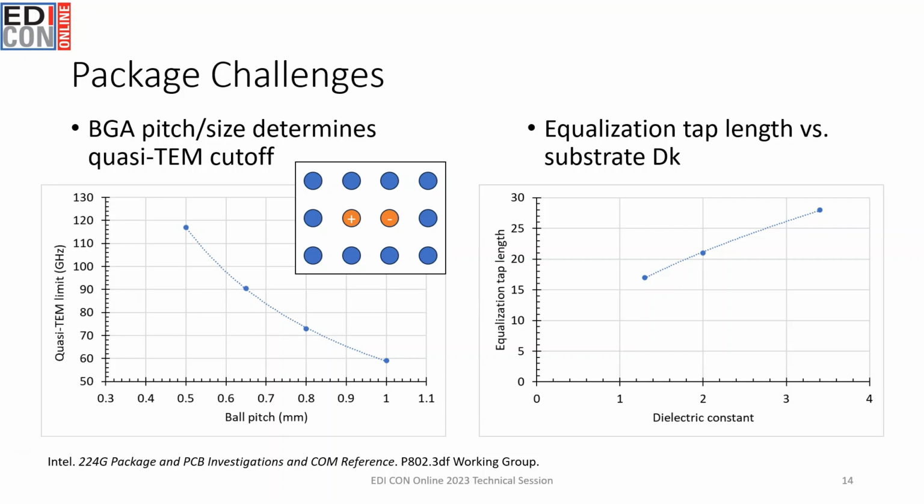The next aspect of the package that's quite important and relates more to the material aspect is the substrate decay. So when the substrate decay starts to get lower, it actually reduces our tap length requirement for equalization. This data was taken from an Intel working note. You can see the citation down here on the bottom. So anyone that's interested in this data and some of the work that they did, I'd encourage you to check out this paper.